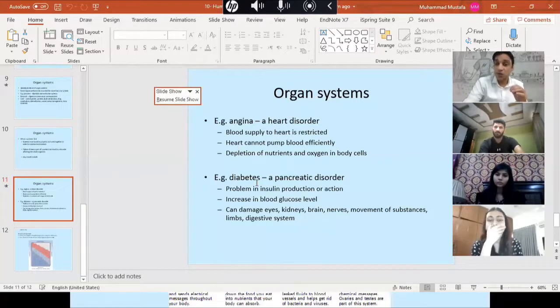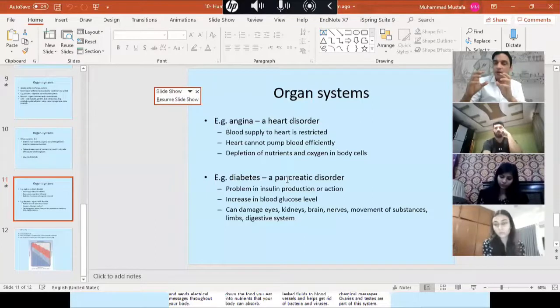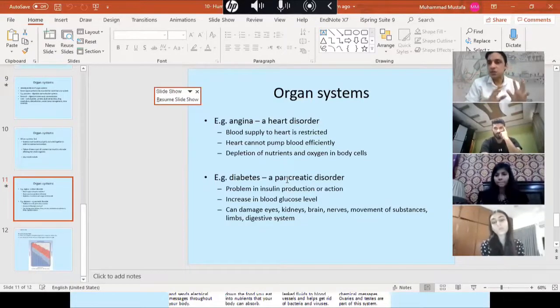Similarly, diabetes is another disease, which appears as a disorder associated with the pancreas. I will talk more about the pancreas in the digestive system, but the job of the pancreas is to produce insulin, and insulin is responsible for managing the level of carbohydrate within our blood. When we eat sugar, when we eat carbohydrates, the insulin puts those free sugar molecules together and then saves them in the liver as well as in the muscles.